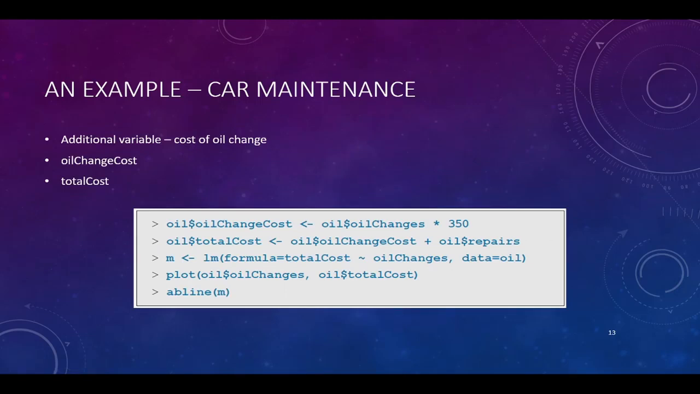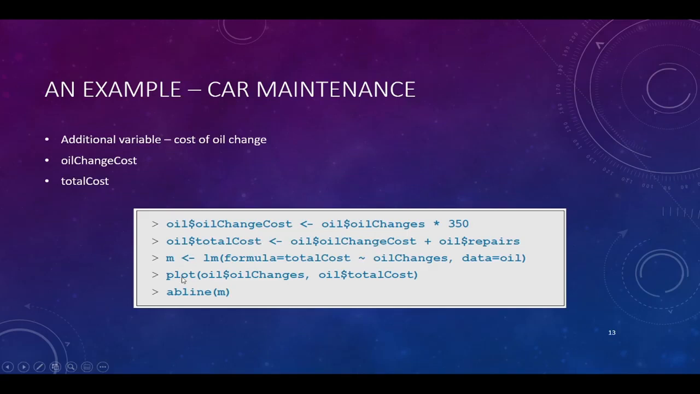One item we did not look into in this model was the cost of the oil changes. So here we're going to add an additional cost of an oil change as $350. That is way too expensive if you ask me, but whatever. Let's create an additional column called oil cost change, and we're going to take the number of oil changes and multiply it by that $350. We're going to add another column as well called total cost, and we're going to take the oil change cost and add it to the repair cost.